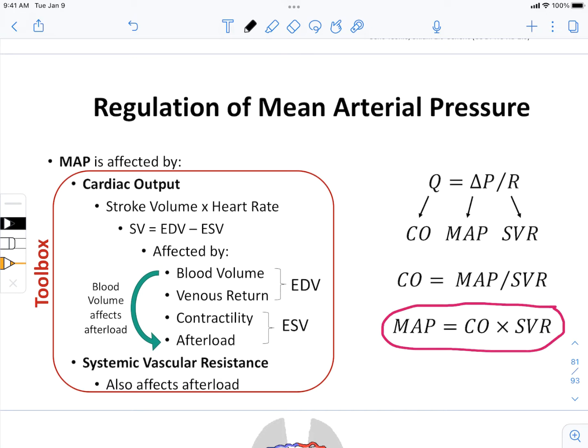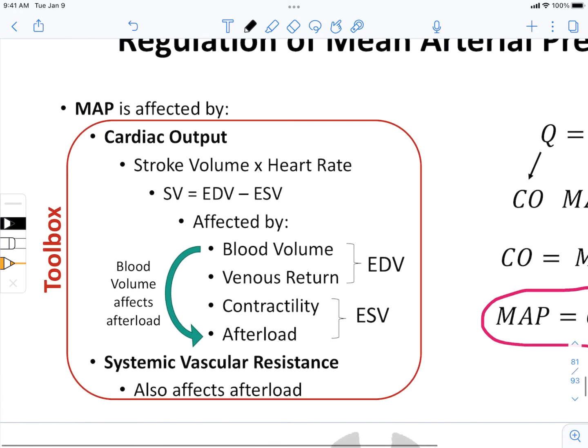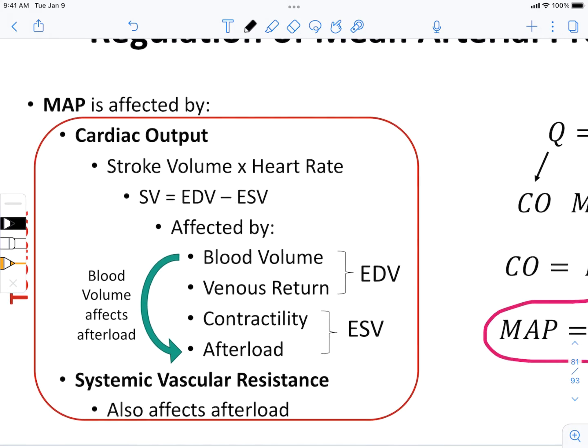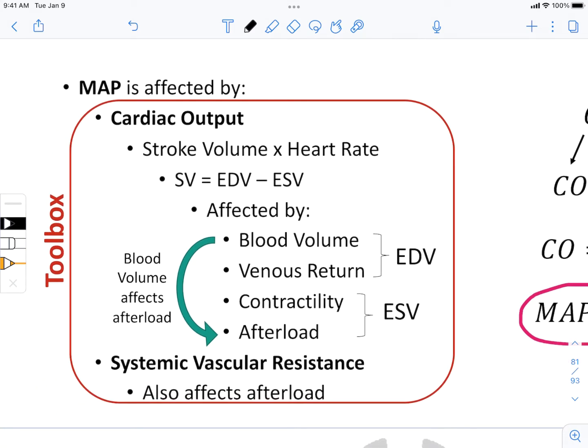I want you to look first at the box on the left. My mental image when it comes to regulating the mean arterial pressure is that I have a toolbox. Let me zoom in on here. If you're building something and you want to put a nail into a board, you're not going to pull out the saw to hammer that nail in. You're going to use the hammer.